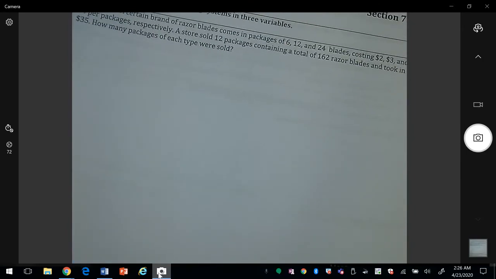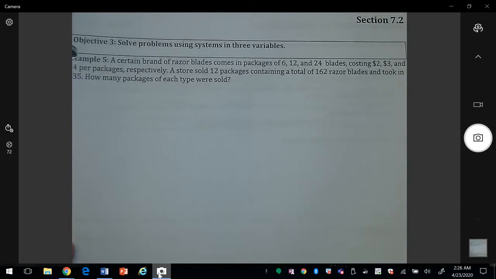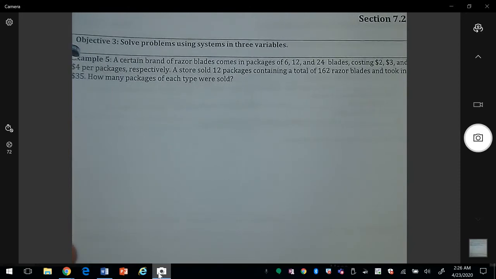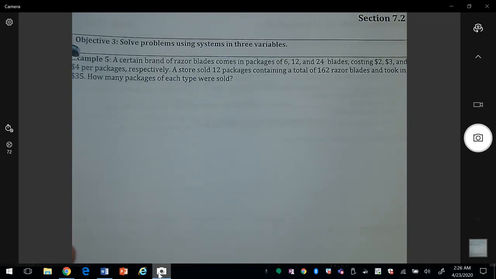Okay, and then the last example is a word problem. So it says a certain brand of razor blades comes in packages of 6, 12, 24, consisting of 2, 3, and $4 per package. A store sold 12 packages containing a total of 162 razor blades and took in $35. How many packages of each type were sold?